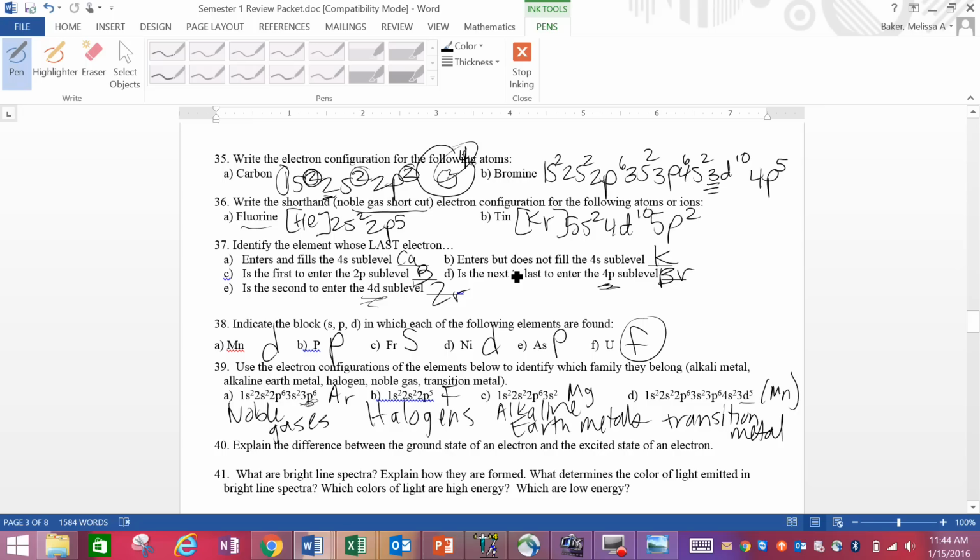Number 40, explain the difference between ground state and excited state. So ground state is when an electron is closer to the nucleus. The excited state is when that electron jumps up to a higher energy shell. That's more unstable.